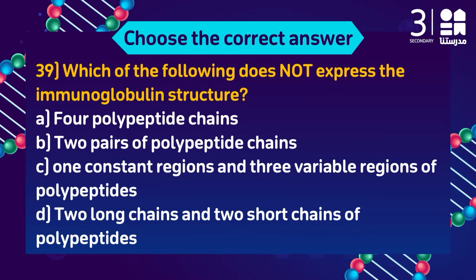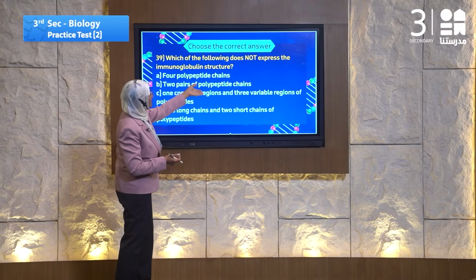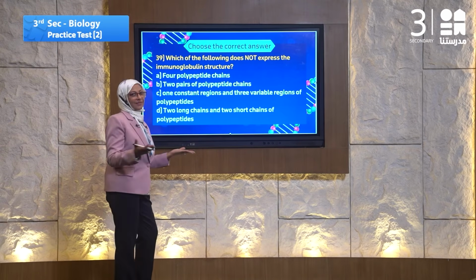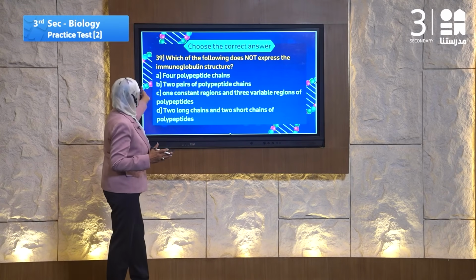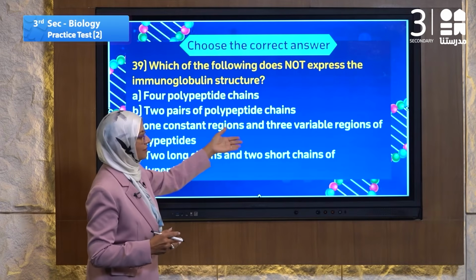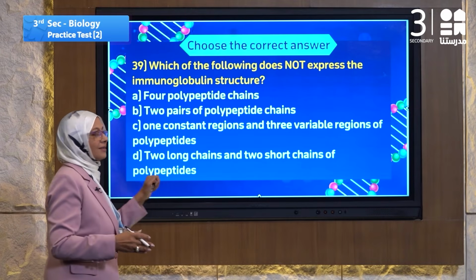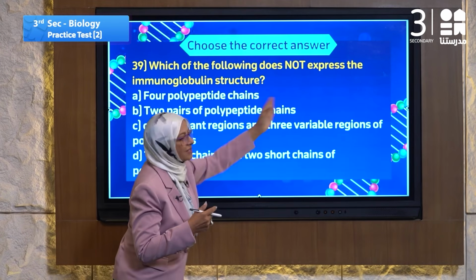Let's go to question number 39. Which of the following does not express the immunoglobulin structure? Let's read it again. Which of the following does not express the immunoglobulin structure? Number E, 4 polypeptide chains, 2 pairs of polypeptide chains. They are the same. They are 4. Yes, that's 4. But we must find the one that is not expressed.